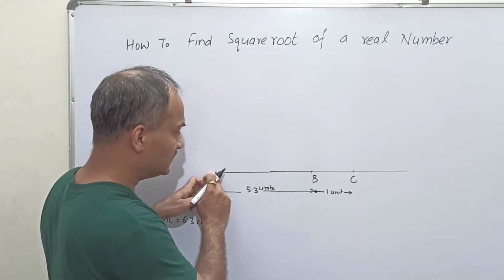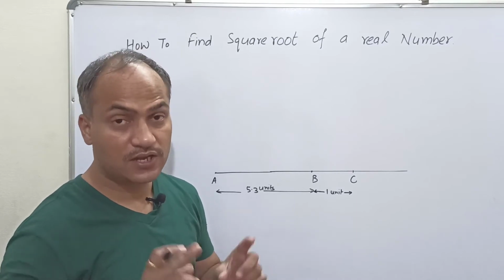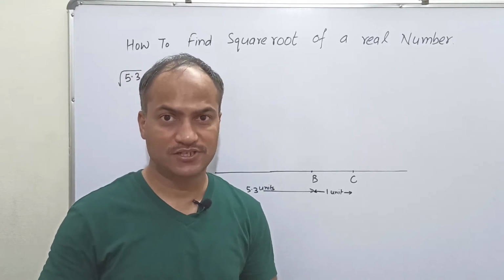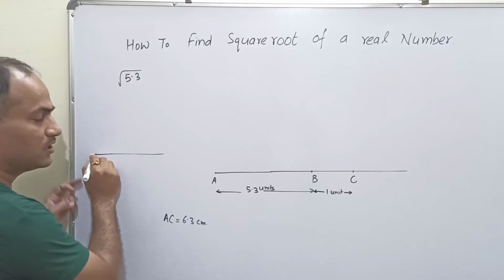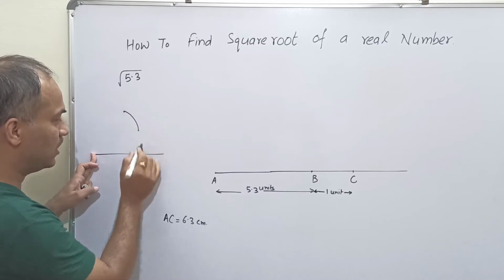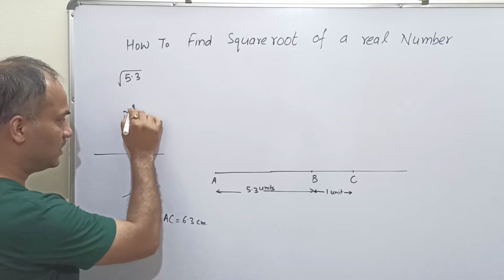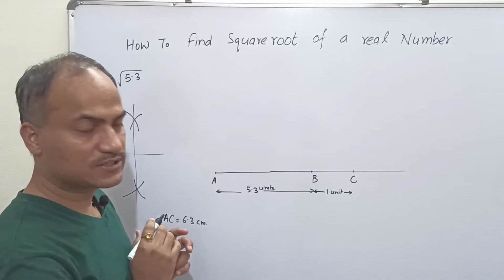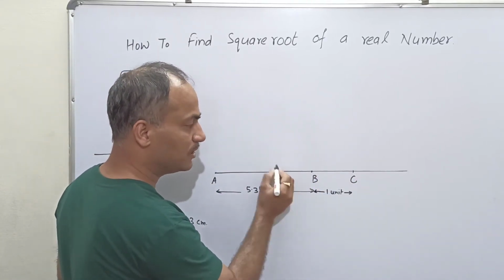What is the next step? With this AC, you have to find the midpoint. And you know how to find the midpoint of any line segment? You have to draw the perpendicular bisector. I tell you the method. This is one line. From here you take an arc more than half of it. Then you draw arcs here and here, and from this point again you draw arcs and then you join them. This line is called the perpendicular bisector. So this we are doing with AC, and then we will get the midpoint.